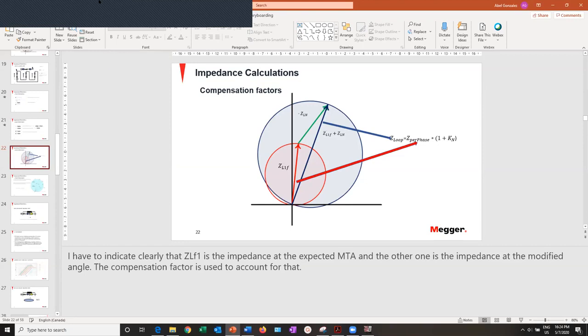Thanks. Next question is going to be from Marius. Is it possible to read the settings for different manufacturer distance relays in RTMS?